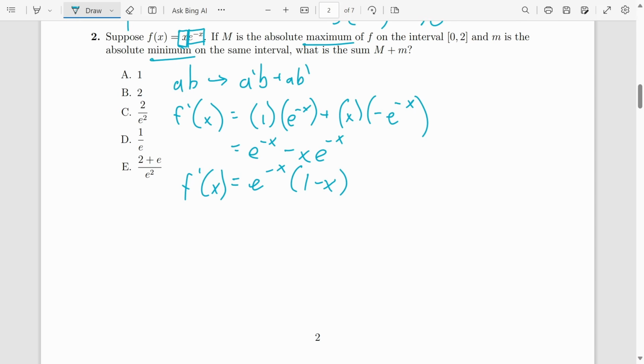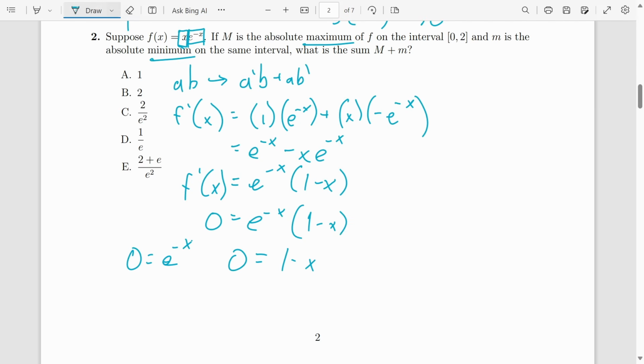Now, to find our critical points with this, we can set it all equal to 0 and solve for x. So 0 equals e to the negative x times quantity of 1 minus x. To solve, it looks like we've got two terms being multiplied together. So what we can do to solve for x is split it into two separate equations. So we've got 0 equals e to the negative x, and 0 equals 1 minus x. And the solutions for both equations will be the combined solutions for our original equation.